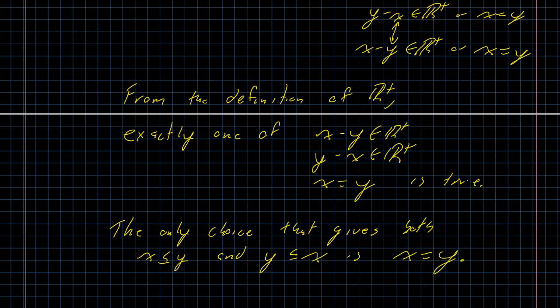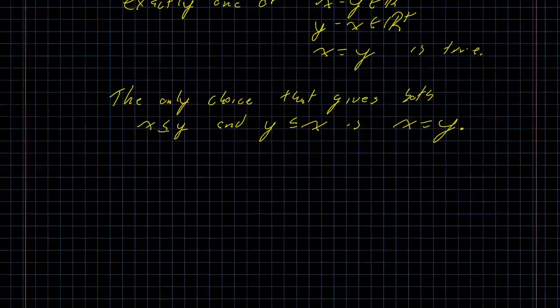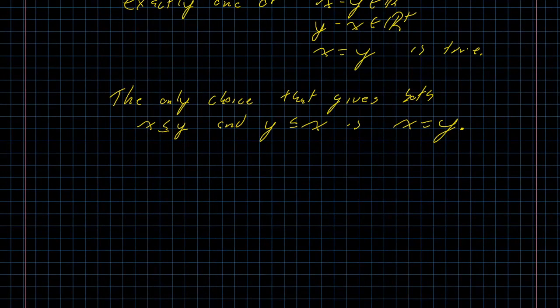And so that gives us the anti-symmetric property. If x is less than or equal to y and y is less than or equal to x, then it must be the case that x is equal to y. It's almost like we chose these definitions just to make sure that the proof was very straightforward. The transitive property is a little bit trickier.